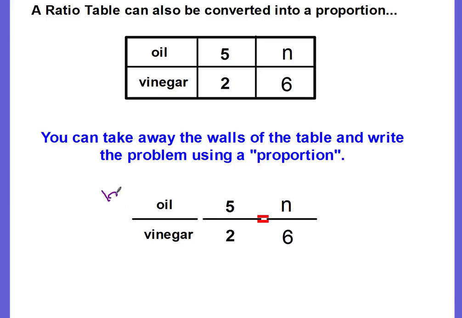The first one is what I call the label ratio. It's very important to include labels when you're setting up proportions, because we need to make sure that the numerator part of our ratios represent the same thing. In this example, they need to represent oil. And make sure that the denominator values represent the vinegar. We don't want to switch it up and have the first ratio be oil to vinegar and the second ratio be vinegar to oil, because then it wouldn't be proportional. It has to be the same order.